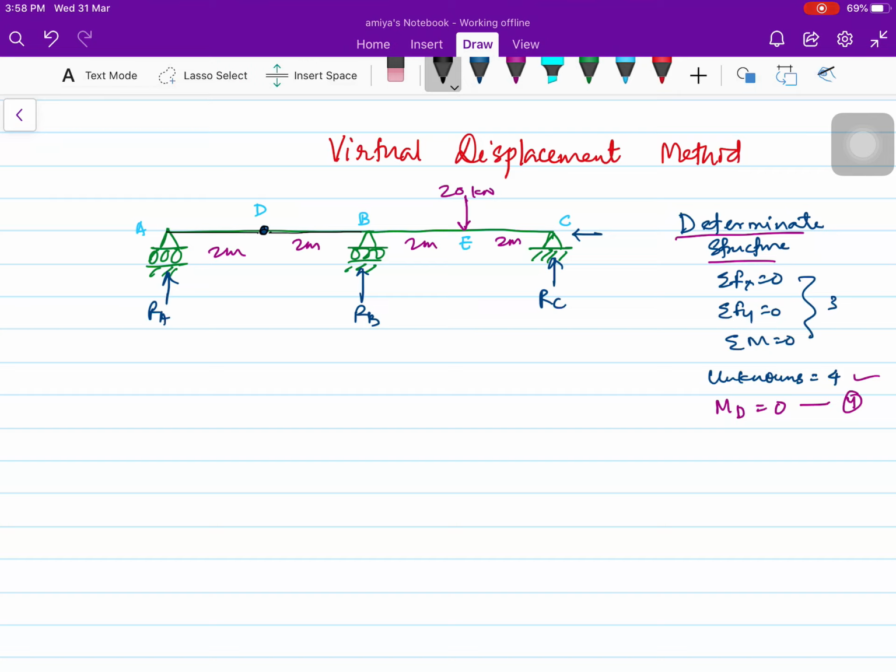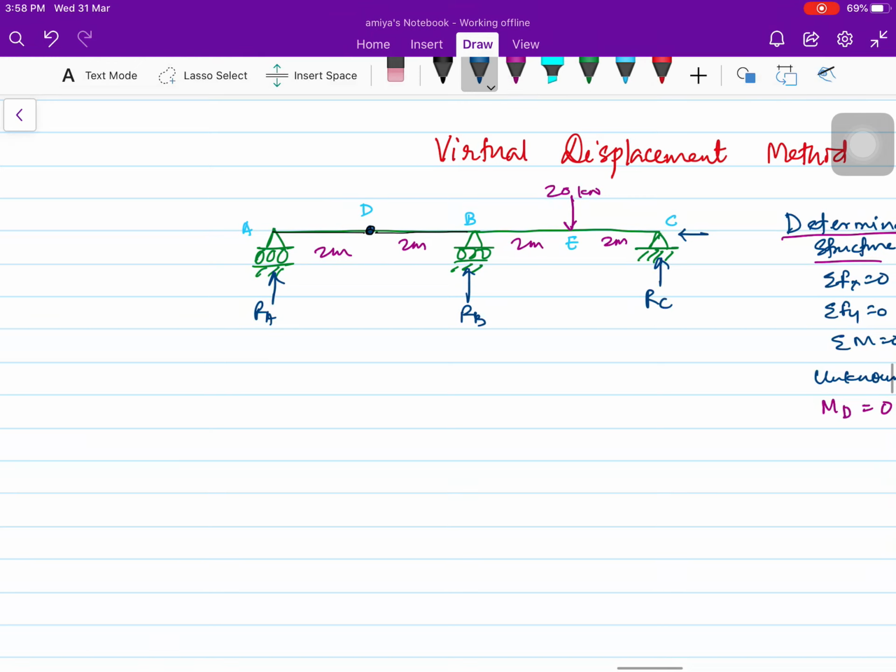Okay. So now solving this using the virtual displacement method. Let us first calculate reaction RA. In order to find reaction RA, we have to apply a unit displacement at point A because it's a virtual displacement method. So when I'm applying a unit displacement at A, as I'm moving this point here, 1 unit displacement, this beam will bend here from joint D, and the other part of the beam will remain straight.